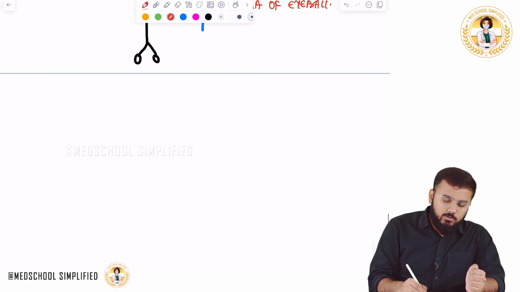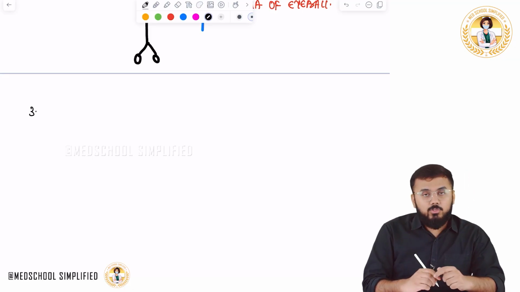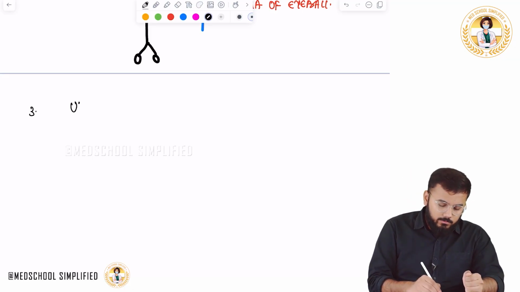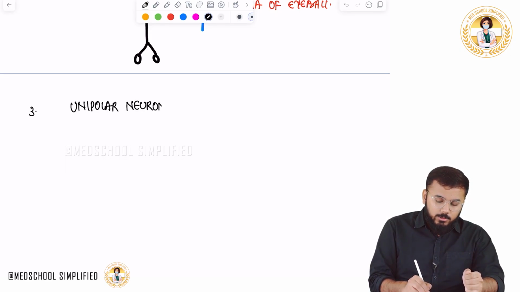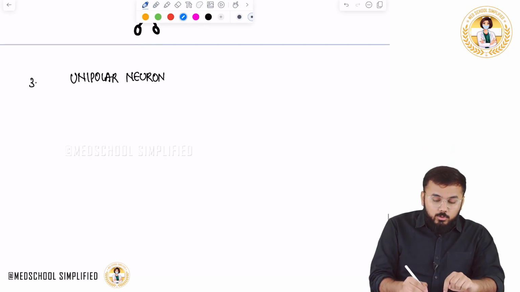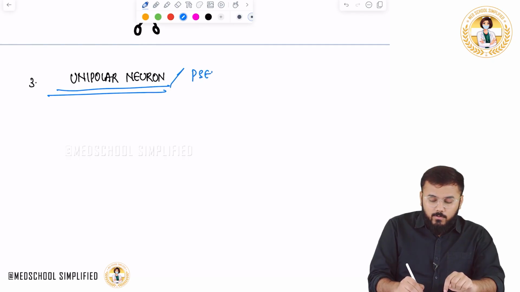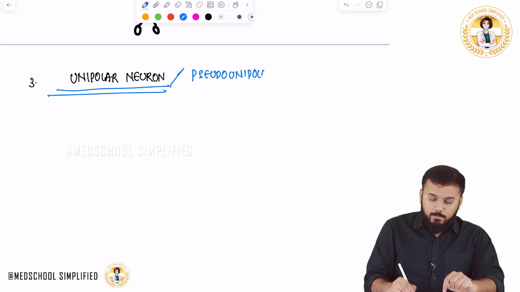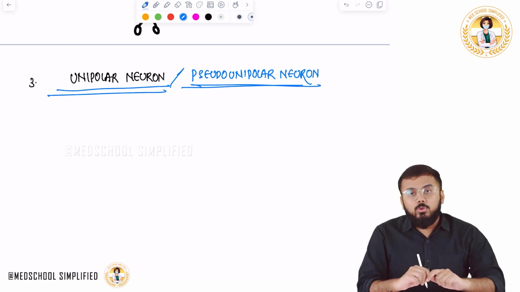Now after this discussion of the bipolar neuron, the third important thing which we shall discuss is the unipolar neuron. The unipolar neuron has another name. The name is pseudounipolar neuron. Why it is called pseudounipolar, I will tell you.